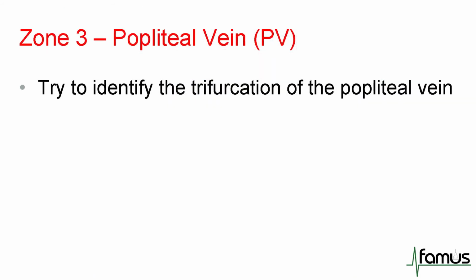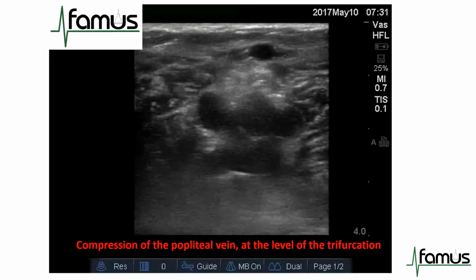The third zone to scan is in the popliteal fossa, trying to identify the popliteal vein. And we ask that you try and find the trifurcation, where it becomes the anterior and posterior tibial veins and the peroneal vein. And this allows you to scan proximal to that to make sure we're talking about an above knee DVT. And here is an example of how that looks in real life. So we can see the femoral artery at the bottom and the trifurcation of the vein above it.